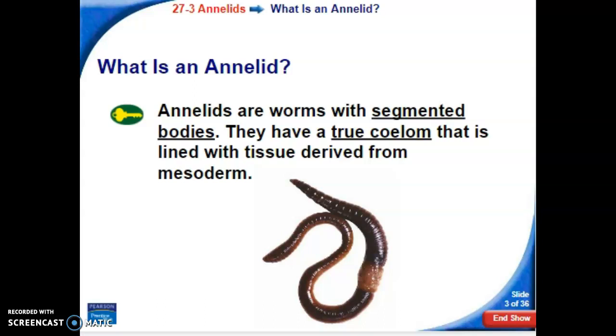We've talked about different types of worms. Today we're going to talk about the annelid. Unlike the roundworm and the flatworm, these are segmented bodies. They have a true coelom that's derived from the mesoderm. Many of the roundworms and flatworms are parasitic. The annelids are usually not parasitic in that sense.